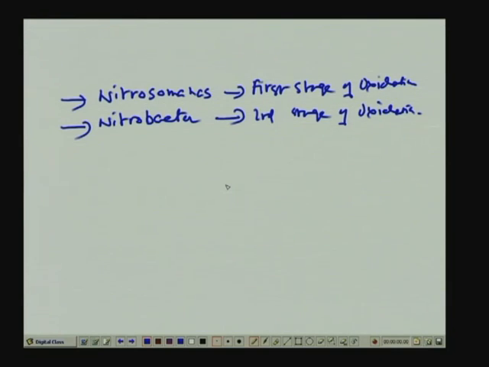Nitrosomonas and nitrobacter are the microbial groups, essentially families of bacteria. It's not a single species, remember this. These two kinds of bacteria essentially convert the nitrogen locked as ammonia to decompose into nitrate. Let me write down this equation here, NH3.